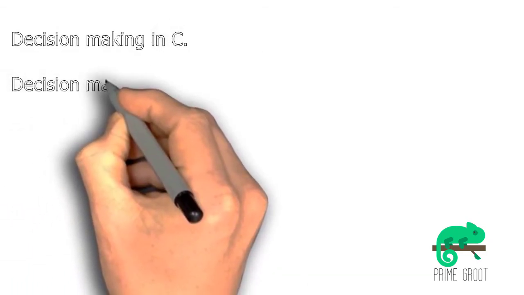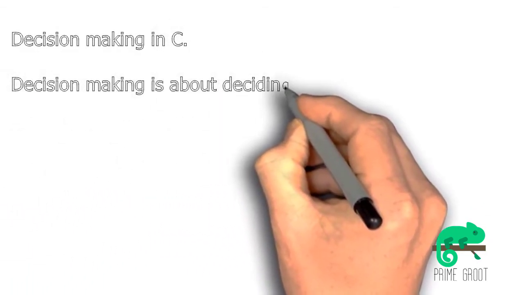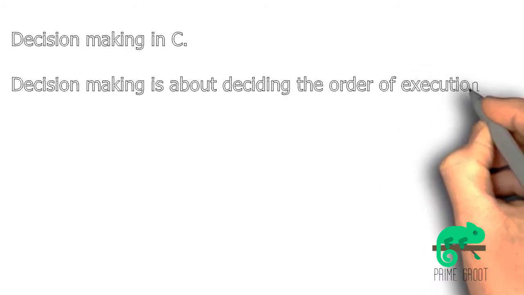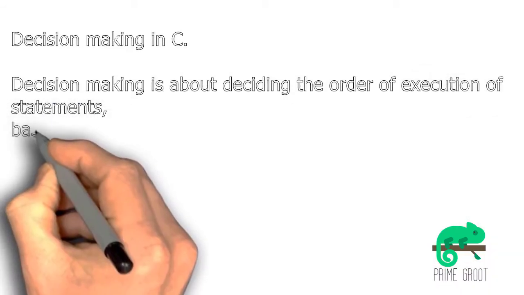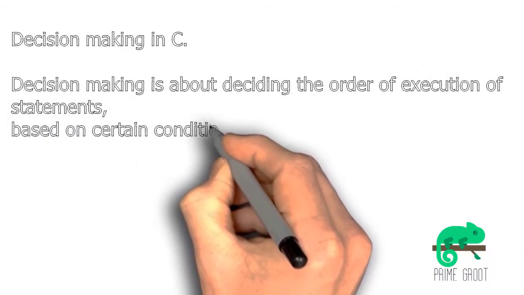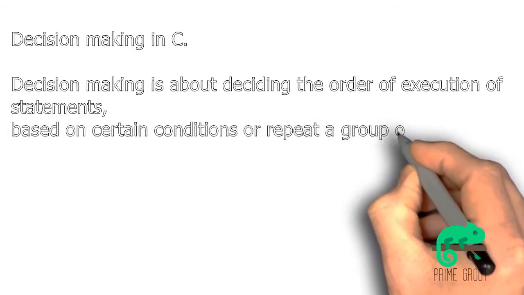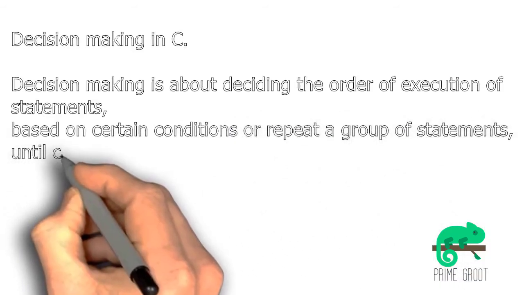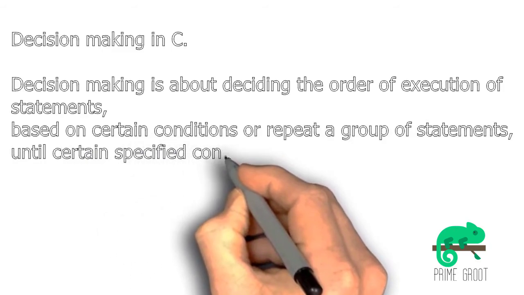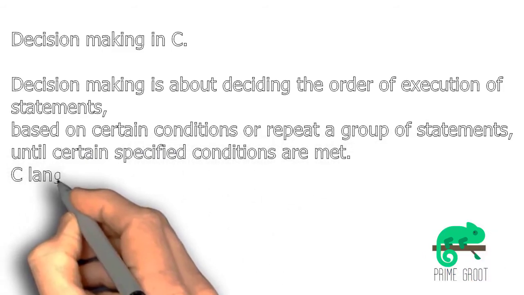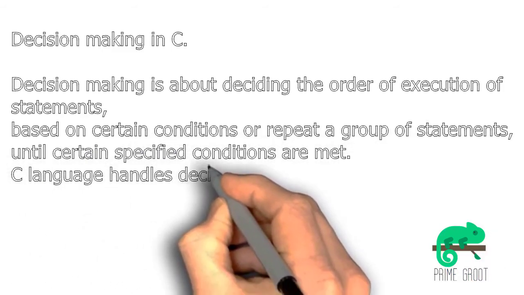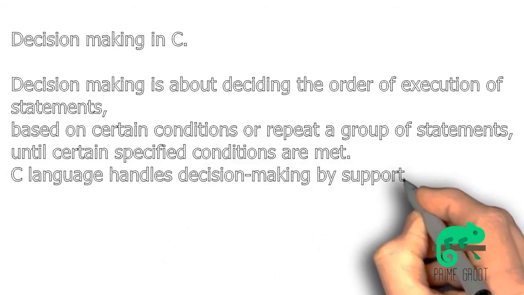Decision-making in C. Decision-making is about deciding the order of execution of statements based on certain conditions, or repeating a group of statements until certain specified conditions are met. C language handles decision-making by supporting the following statements: if statement, switch statement. Observe the below flow chart.